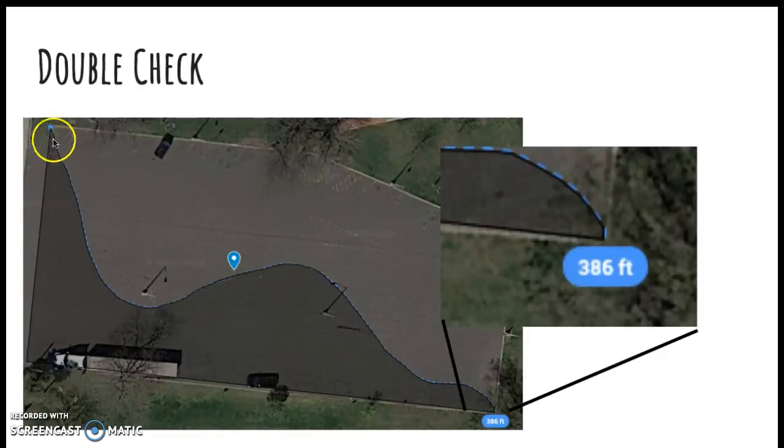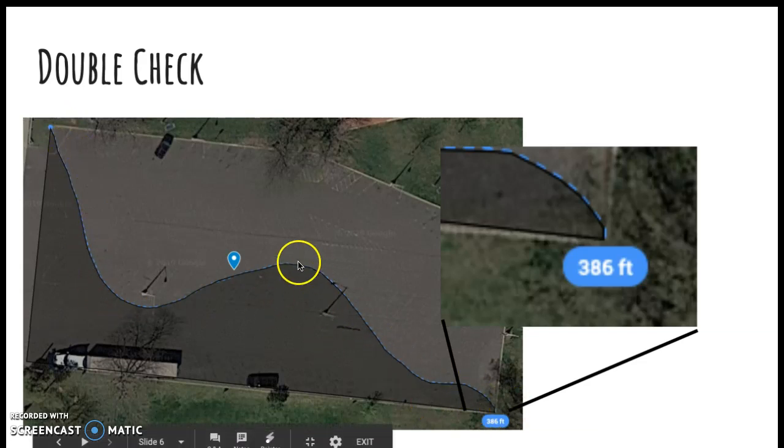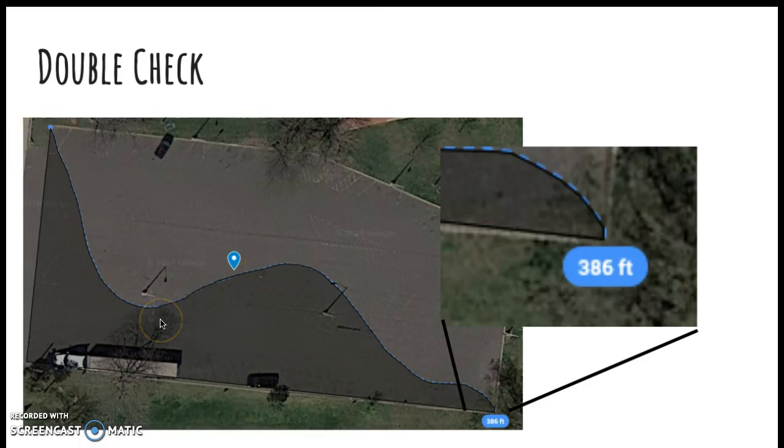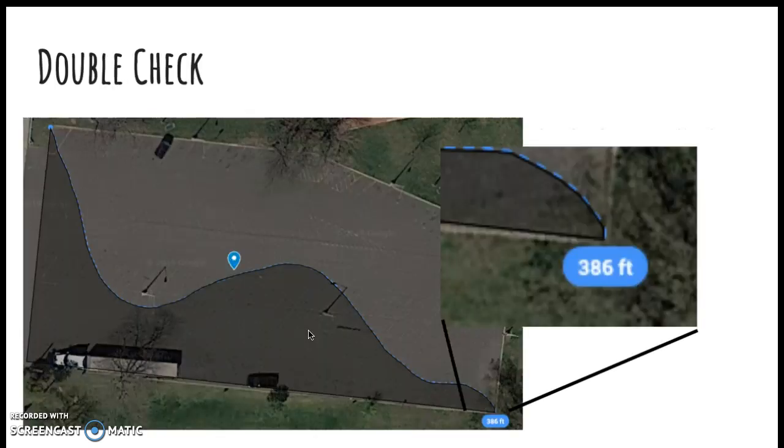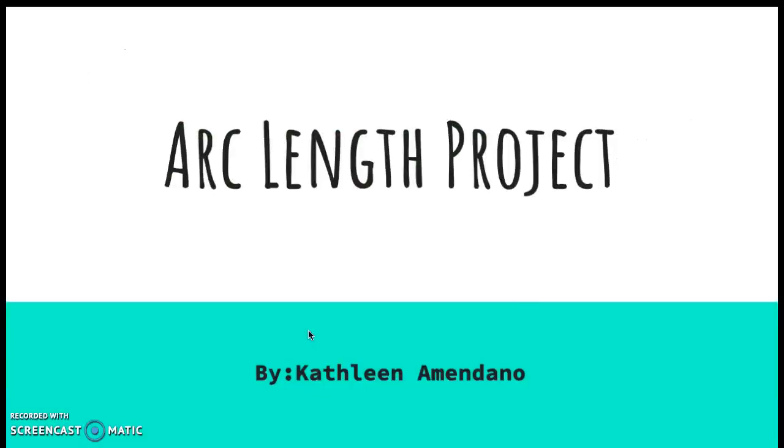If perhaps I had used more points during my project, I would have most likely gotten a more accurate depiction of my real length of this path. But overall, the arc length function formula did work after all, and that is all for my arc length project.